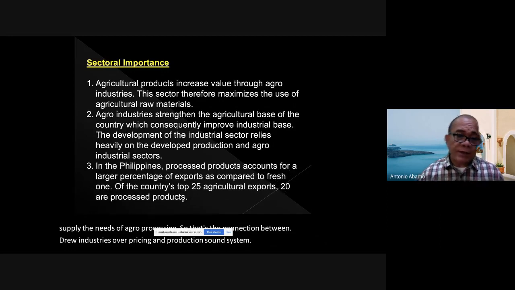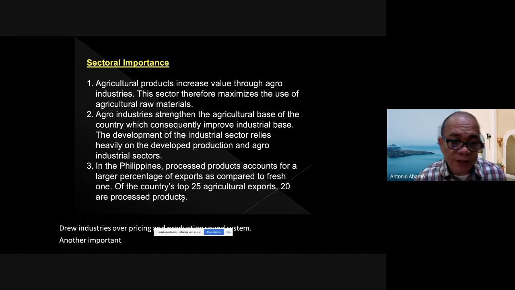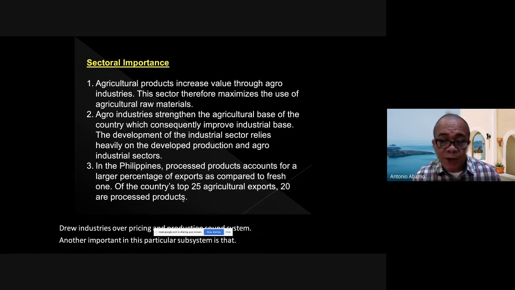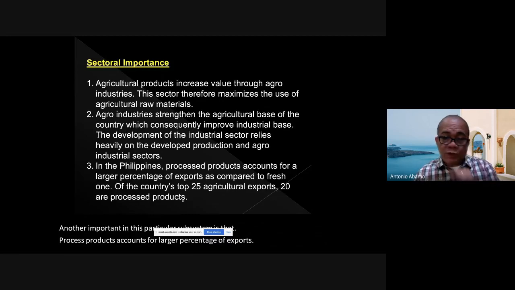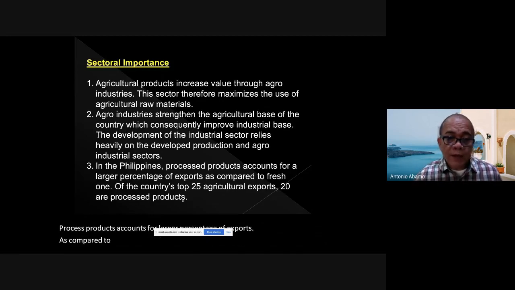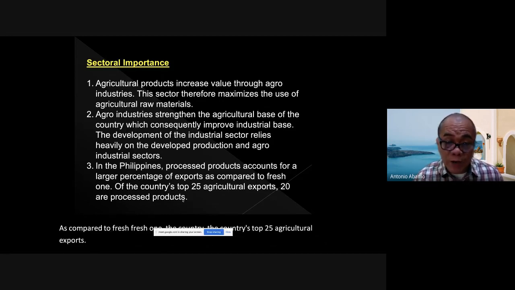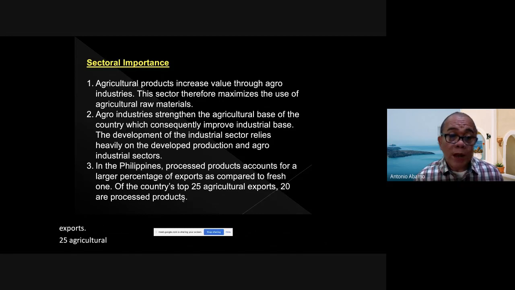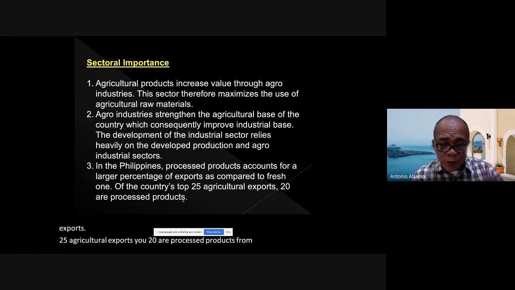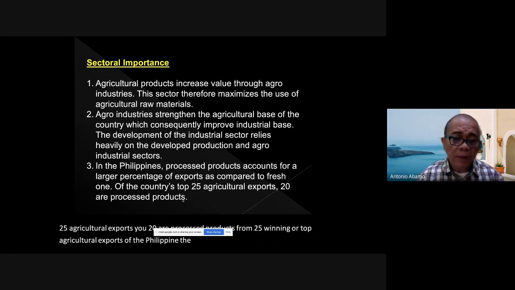Another importance in this particular subsystem is that processed products account for a larger percentage of exports as compared to fresh ones. The country's top 25 agricultural exports. 25 agricultural exports. You see, 20 are processed products. Okay, from the 25 winning or top agricultural exports of the Philippines, 20 are processed products. Can you imagine the role?